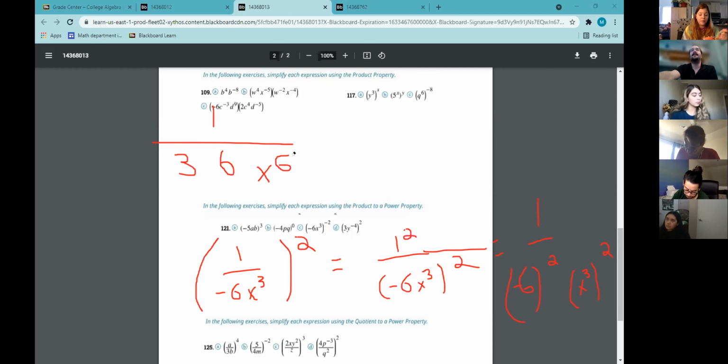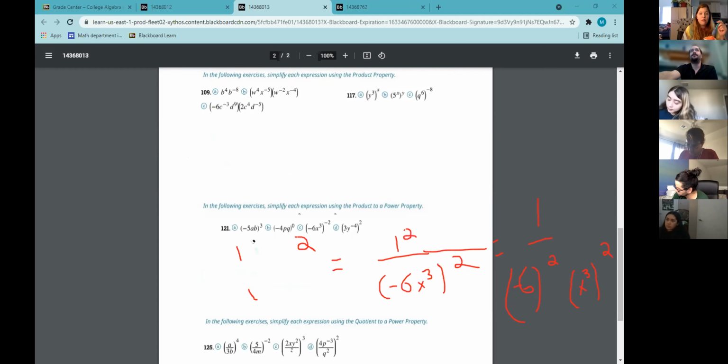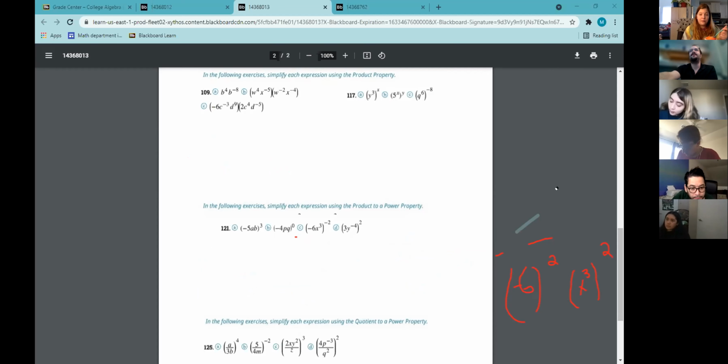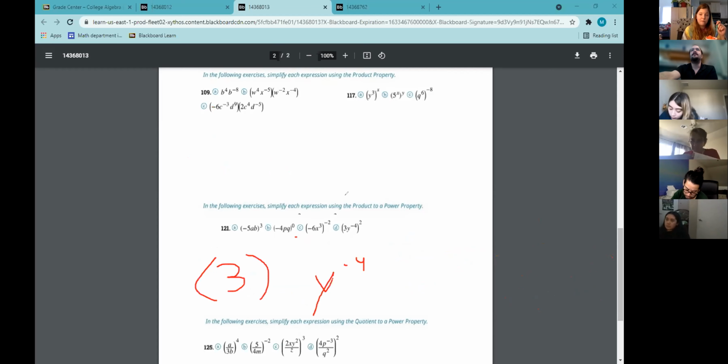Okay. And the last one. We get 3y to the -4, to the 2. What's the first thing I'm raising to the second power? What's the second thing I'm raising to the second power? Multiplication. So I see 2 different terms in here. I'm raising this thing to the second power.